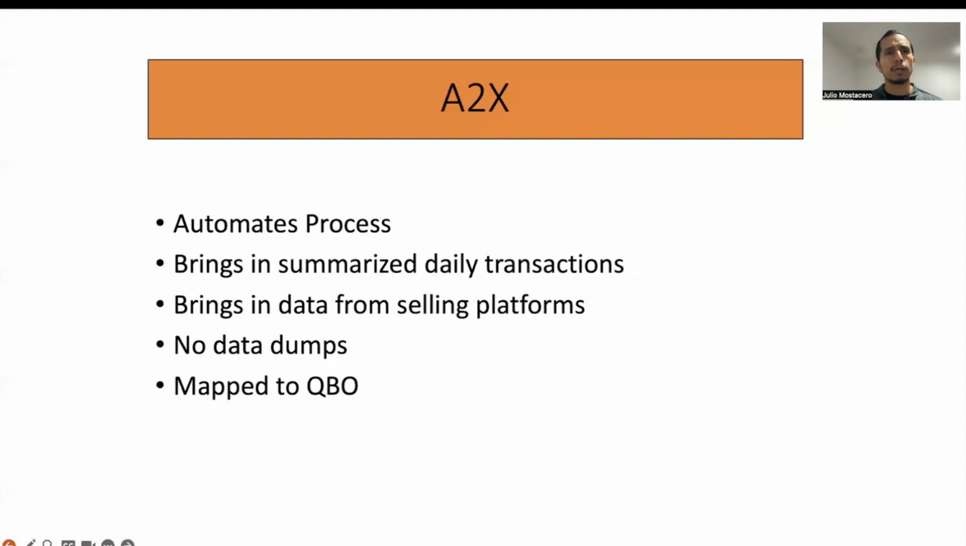I like A2X because it brings in daily summarized transactions, not detailed. It summarizes the transactions from payment processors and creates a journal entry in QuickBooks. A2X is connected to Shopify and QuickBooks, or it could be connected to a different selling platform as well. It brings in data from selling platforms. It could be Shopify, Amazon, eBay, or Walmart. A2X brings in summarized daily transactions, so there are no data dumps.